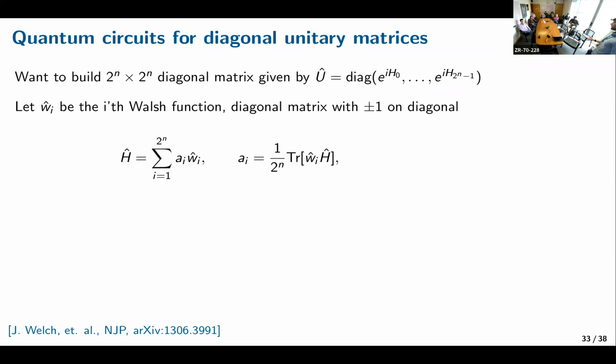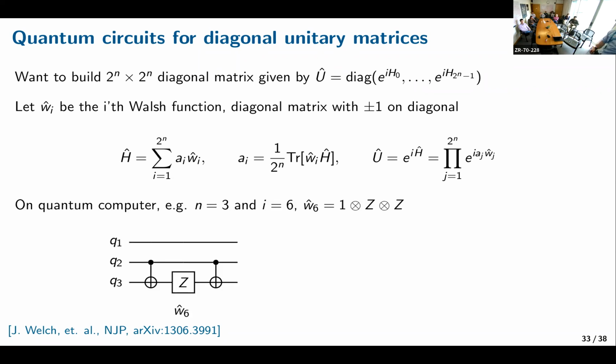And once you have all of these coefficients, the next step is to write your time evolution operator as a product of exponentials of these Walsh functions. And so what does one of these Walsh functions look like on a quantum circuit? For an example, if you have a 3-qubit circuit and you look at the 6th Walsh function, mathematically you can write it down as the identity tensored with the Pauli Z matrix tensored with another Pauli Z. And the quantum circuit for this is here. It's a Z gate wedged in between 2 CNOT gates.